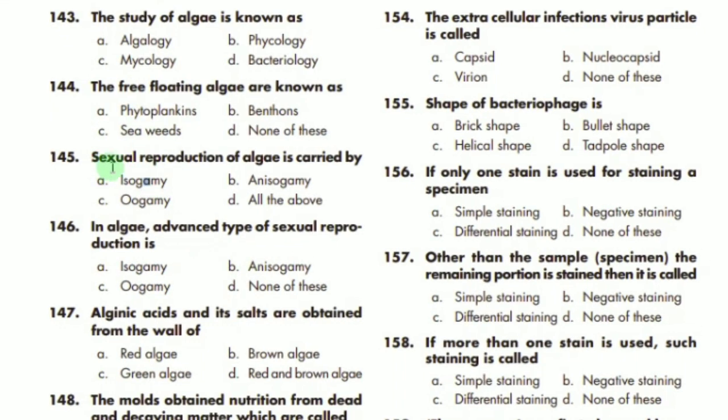Number 145 says that the sexual reproduction of algae is mostly carried out isogamy and, so D is the correct option, all of the above. MCQs number 146 says that advanced type of sexual reproduction is, so oogamy is the advanced sexual reproduction. 147 says that alginic acid and its salt are obtained from the cell wall of the brown algae. B is the correct option.